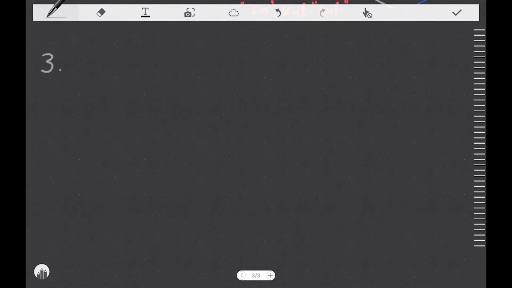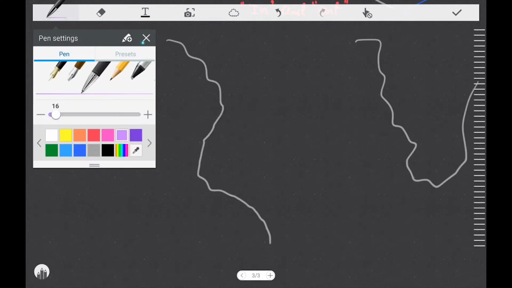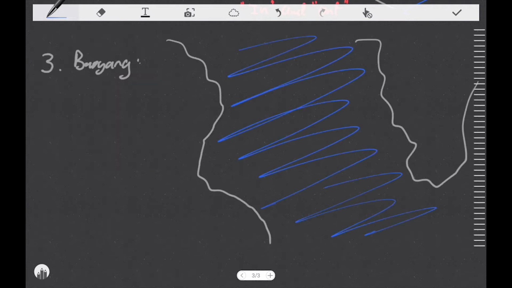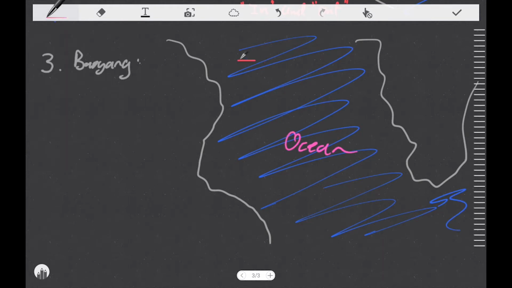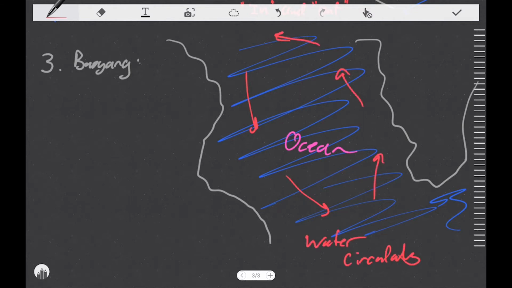A third thing that can cause currents, especially in the ocean, is buoyancy, and this has to do with different salinity levels or different temperatures of water. So what we see on a really large scale is that water tends to circulate, and this is a current effect as well.